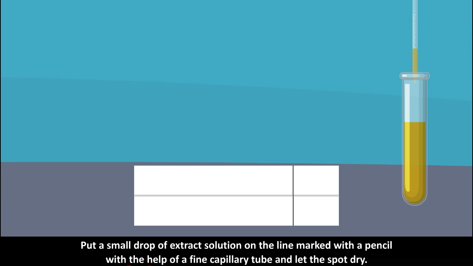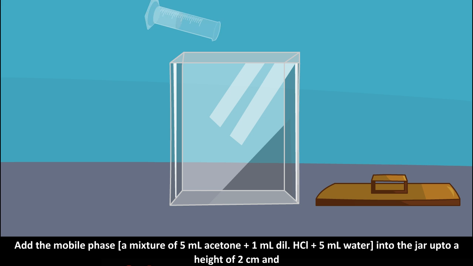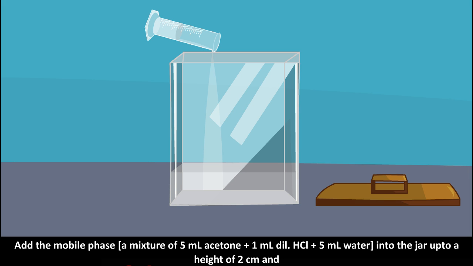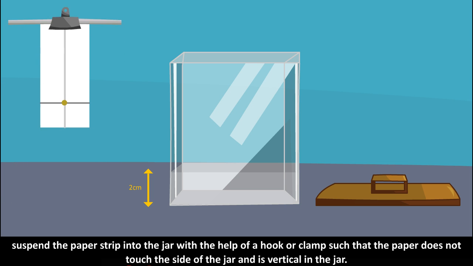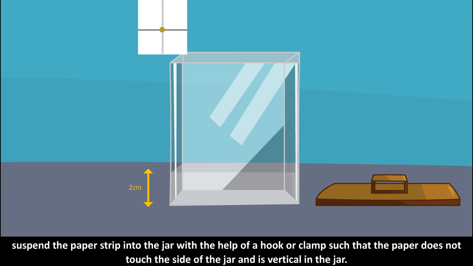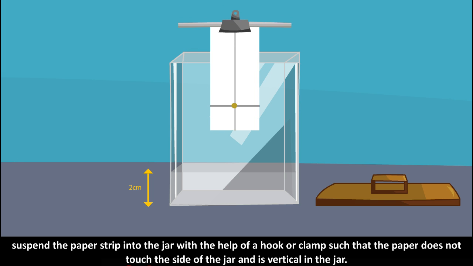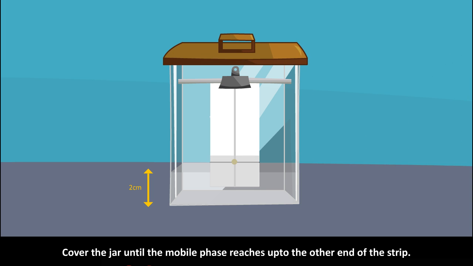Put a small drop of extract solution on the line marked with a pencil with the help of a fine capillary tube and let the spot dry. Add the mobile phase, a mixture of 5 ml acetone plus 1 ml dilute HCl plus 5 ml water, into the jar up to a height of 2 cm and suspend the paper strip in the jar with the help of a hook or clamp, such that the paper does not touch the side of the jar and is vertical in the jar. Cover the jar until the mobile phase reaches the other end of the strip.